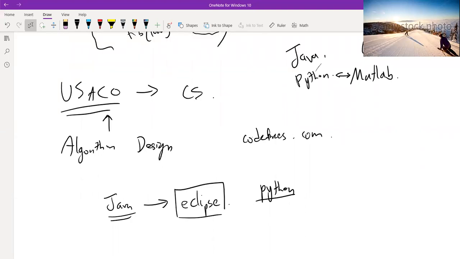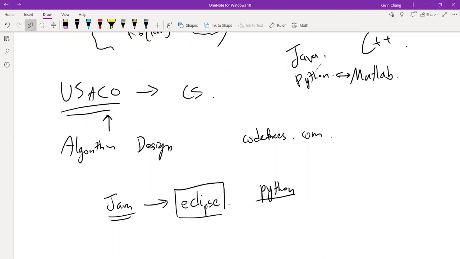Is coding hard? Coding is not too hard. If you're going to put in the effort, just like how you learn math, it's not too much different. Just put in the effort, you'll be good, I promise.